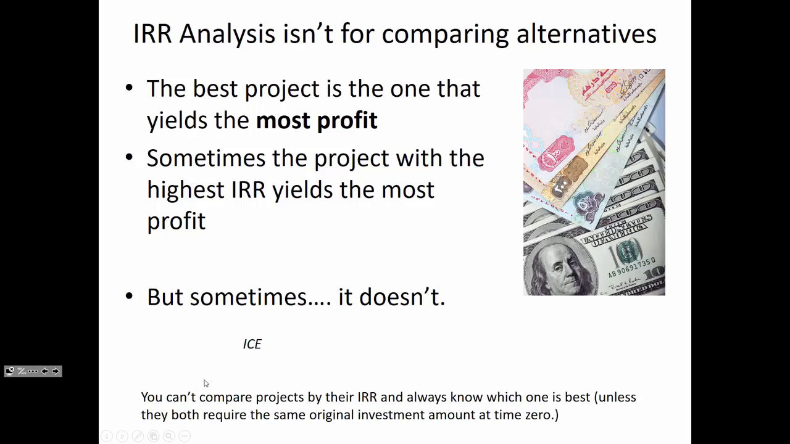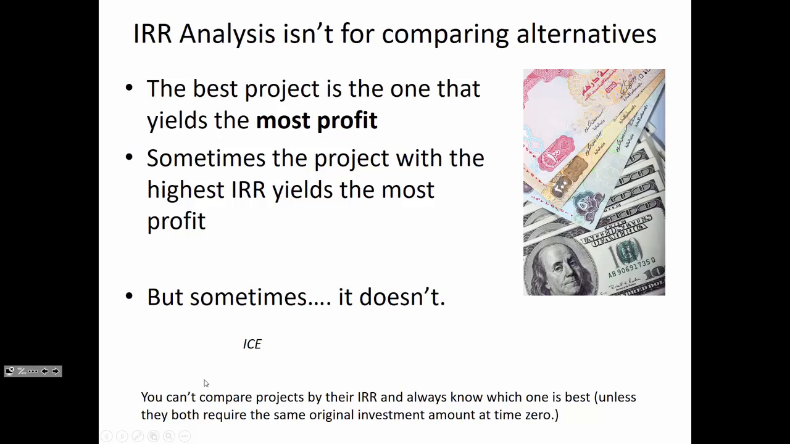So the main lesson that we've learned from this in-class exercise is that you can't compare projects by the IRR and from that necessarily know which project is better or worse. Sometimes you can. In this example, I had to be careful about how I created it. I had to make sure it was close enough so that one of them had a higher IRR and the other one had the higher present worth.